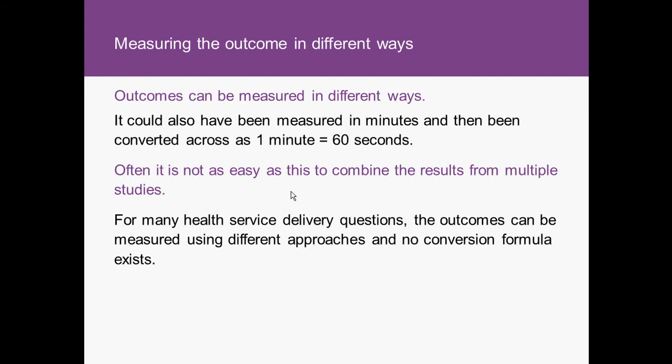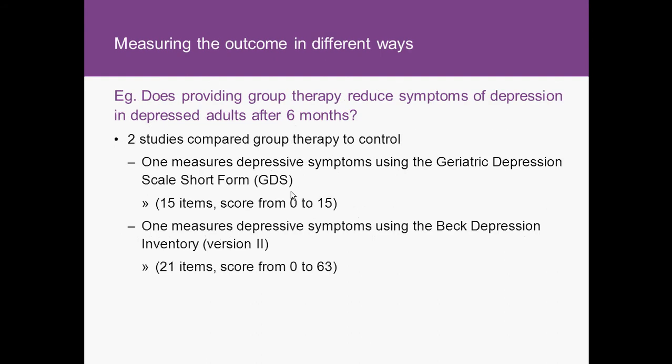Now, it's possible that some of our studies we included in this analysis might have measured our outcome in different ways. One of our studies might have measured the outcome in minutes and not seconds. However, it's quite easy to convert minutes to seconds if you know that 1 minute equals 60 seconds. Often, however, it's not as easy as this to combine the results from multiple studies. For many health service delivery questions, the outcomes can be measured using different approaches, and no simple conversion formula like this exists.